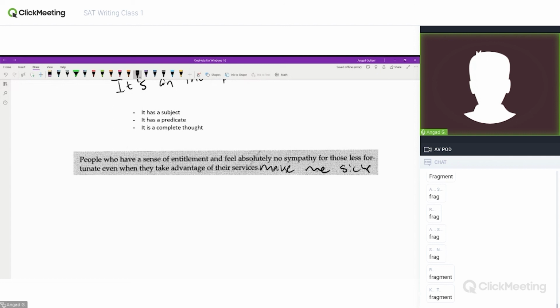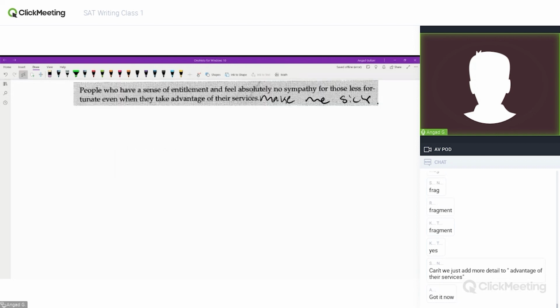People who have a sense of entitlement and feel absolutely no sympathy for those less fortunate, even when they take advantage of their services, make me sick, right? Now it's a complete thought, and now it's a complete sentence. You guys get that? All right, cool. I'm going to give you guys one more example. So I want you guys to answer me in the chat. What could you do to make this sentence not a fragment?